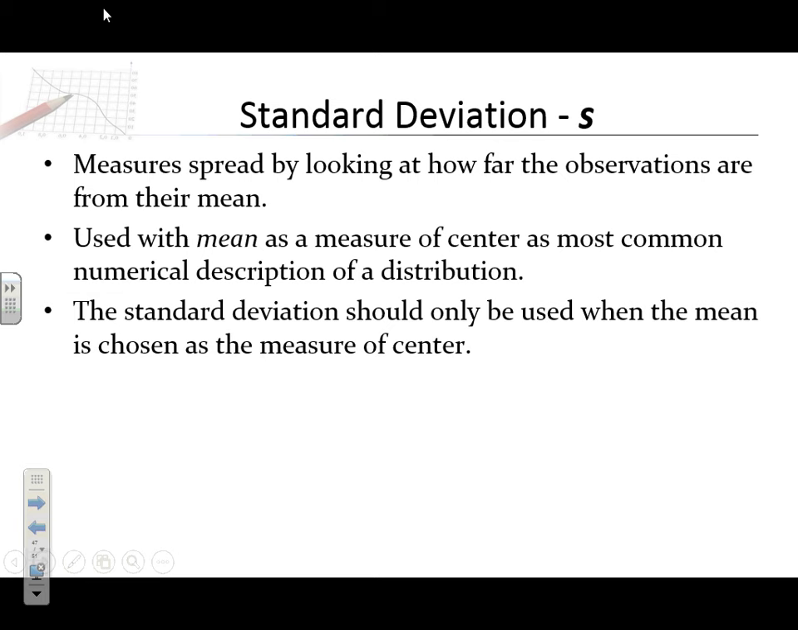Same thing here. Standard deviation should only be used if mean was your center, which means only when your distribution is what? When do we use mean as our center for a distribution? When it's symmetric and no outliers, right? So if it's symmetric and no outliers, we're going to choose mean for our center, which means we're going to choose standard deviation for our spread. If there are outliers, if the data is skewed, we do not want to use standard deviation.